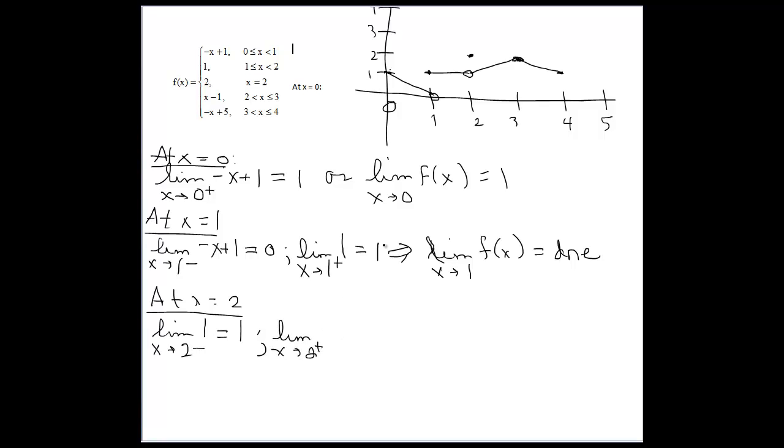Approaching 2 from the right. Well, again, here's 2. From the right would put you on this piece, the piece that is defined between 2 and 3, so that would be this piece right here, x minus 1. Direct sub in, it works, you get a 1. Okay, and this implies that the limit exists, and it's 1.